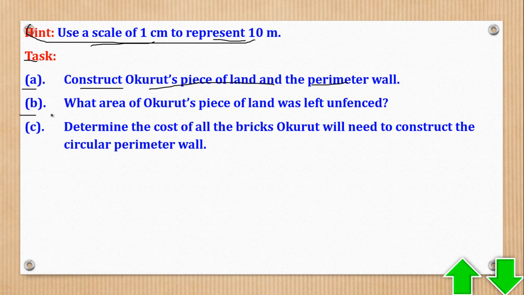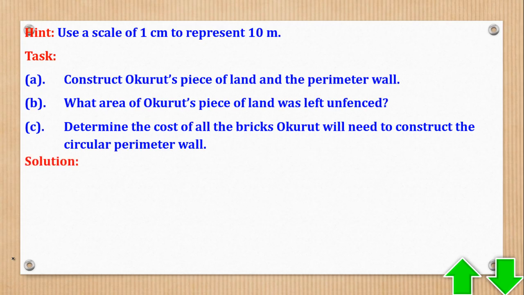Okay, task B: what area of Okrut's piece of land was left unfenced? Part C: determine the cost of all the bricks Okrut will need to construct the circular perimeter wall. So for questions of construction, the first thing to do is to draw a sketch. A sketch will need just an outline of the triangular shape.